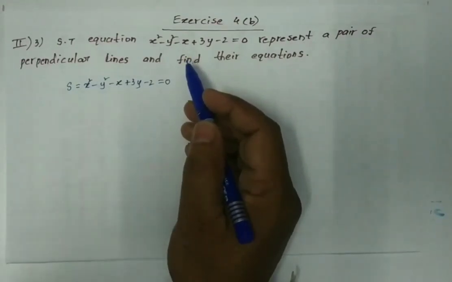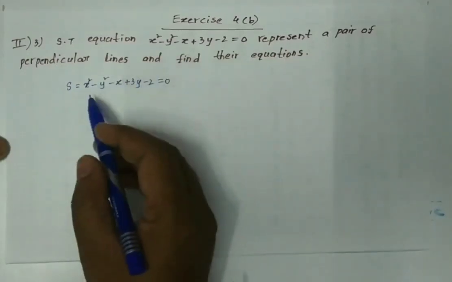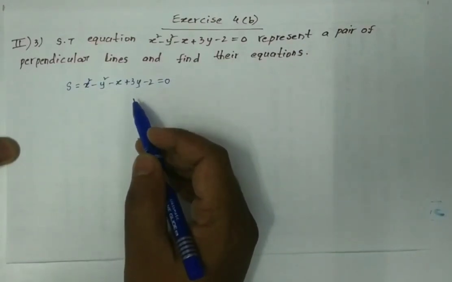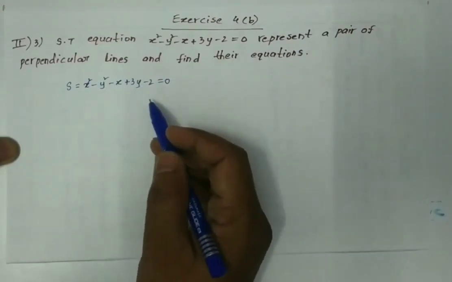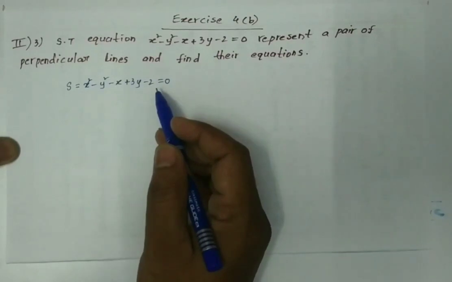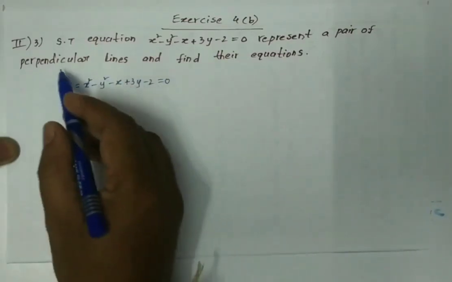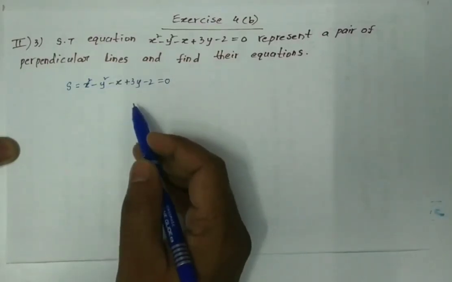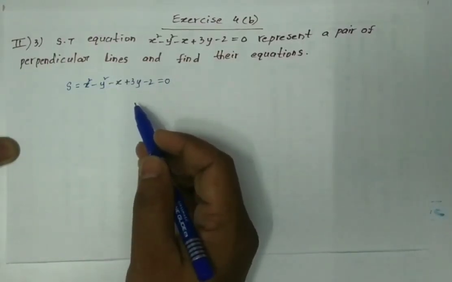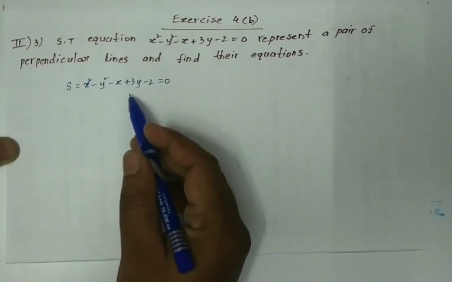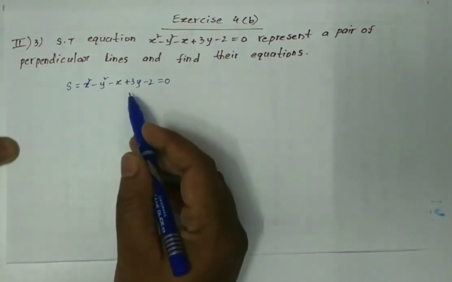First we have to show that the given equation S is equal to 0 represents a pair of straight lines. After that we have to show that it represents a pair of perpendicular lines, and also we have to find their equations represented by S is equal to 0.